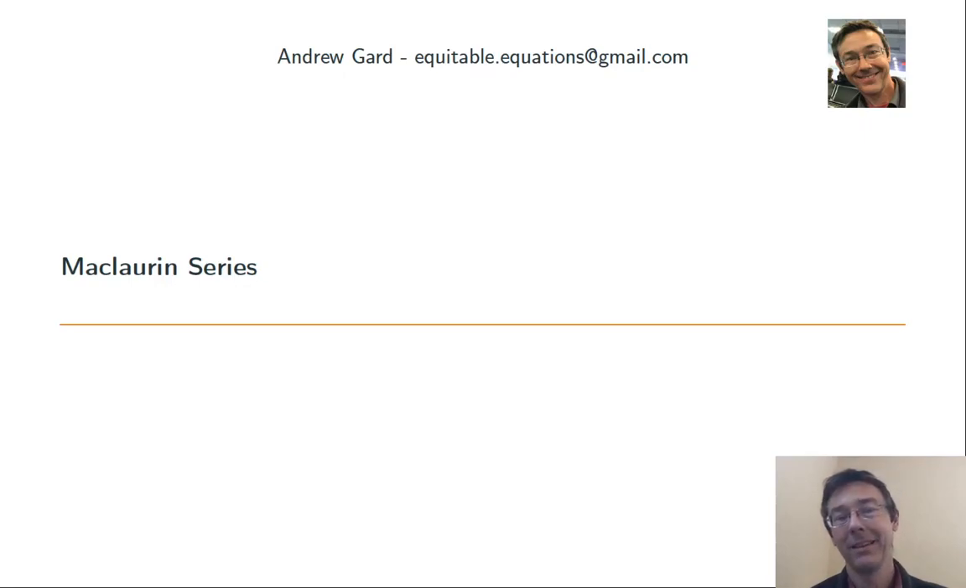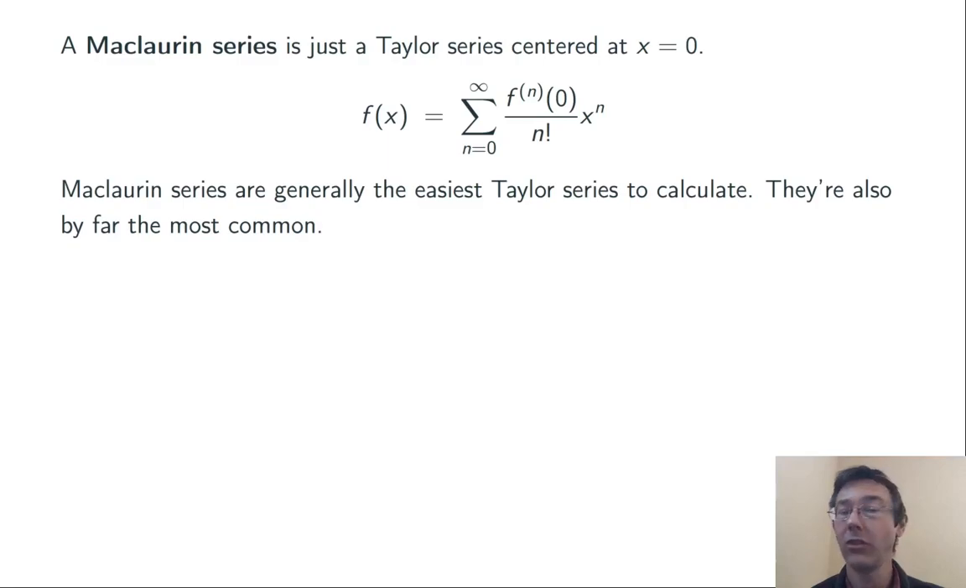Hey everybody. Today we're getting into Maclaurin series. A Maclaurin series is just a Taylor series centered at 0. Here's the formula. Maclaurin series are the most common sort of Taylor series. They're also the easiest to calculate.